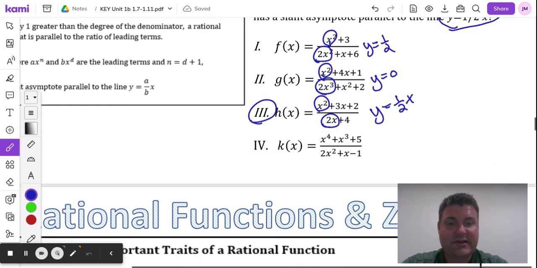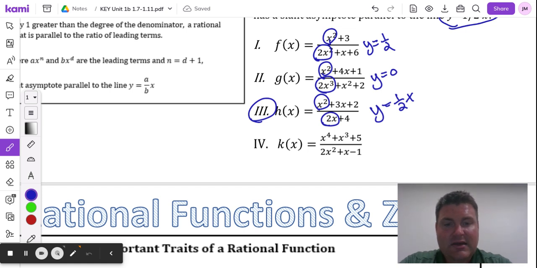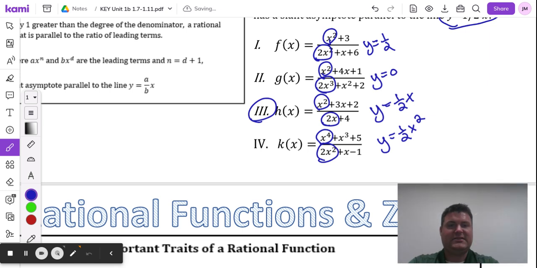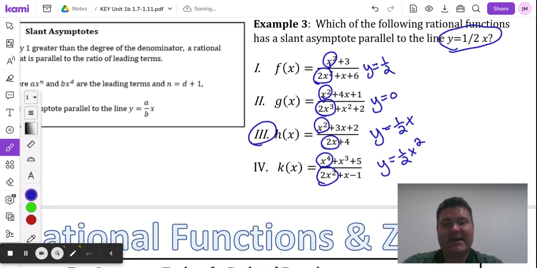And just for giggles, let's go ahead and talk about k. K is also bigger, but it's bigger by 2. So it's actually going to give me a parabola, not a slant asymptote. It'll give me a parabolic asymptote.